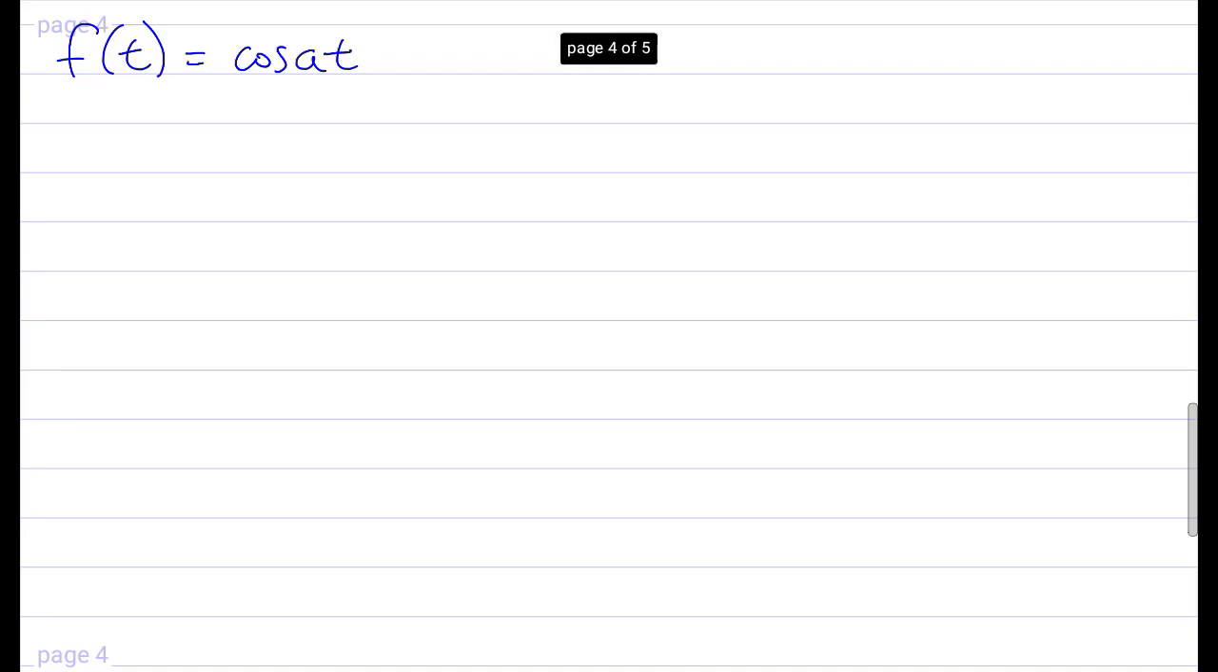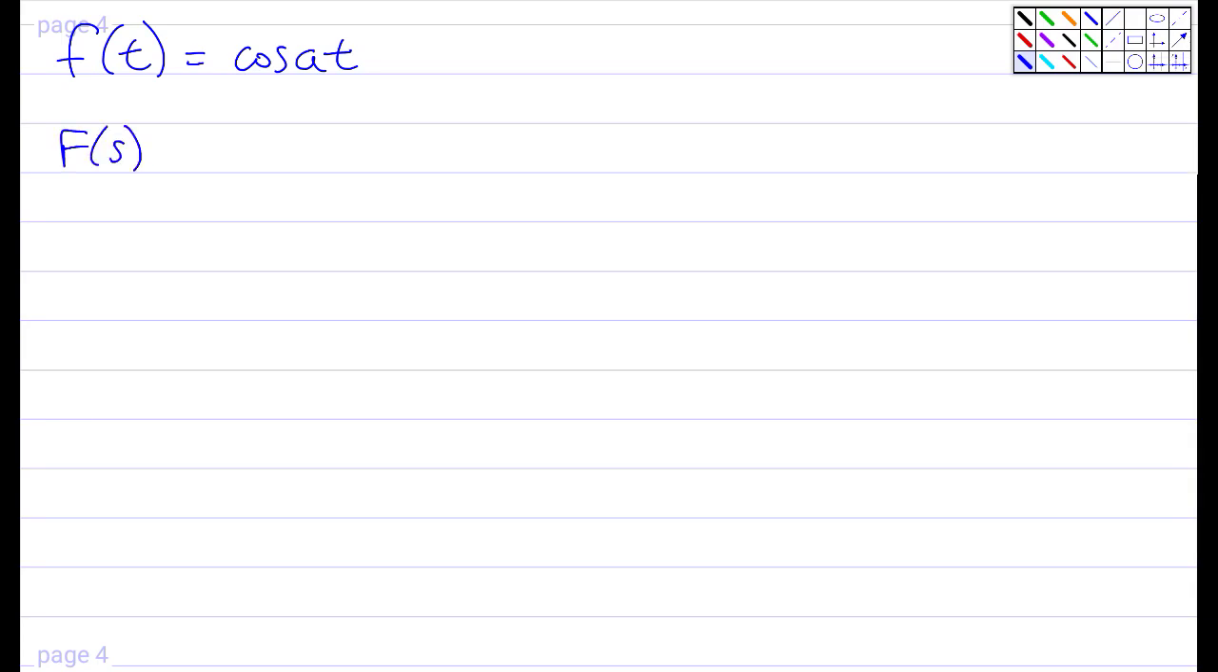Okay, let's do one final transform, very important, of a trigonometric function. F of s equals the integral from 0 to infinity of cosine at e to the minus st dt. And once again, this is a perfect integral to do using tabular integration. Okay, let's do it up here. I'll put it in a different color so that we don't get confused.